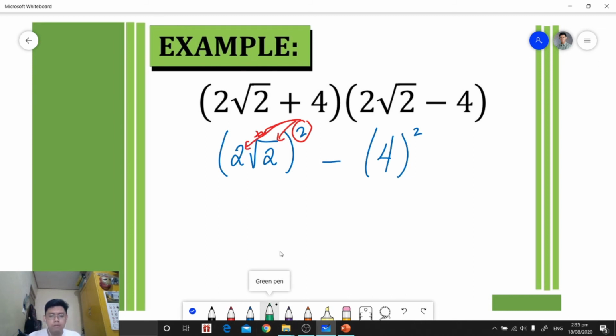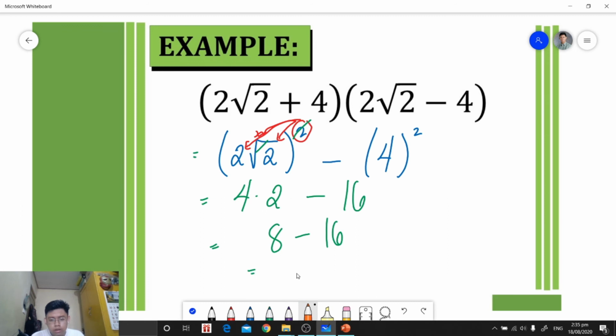So we will have 4 times, then we can cancel the radical symbol, times 2 minus the square of 4 is 16. So 4 times 2 is 8 minus 16. That will be equal to negative 8. And that will be our final answer.